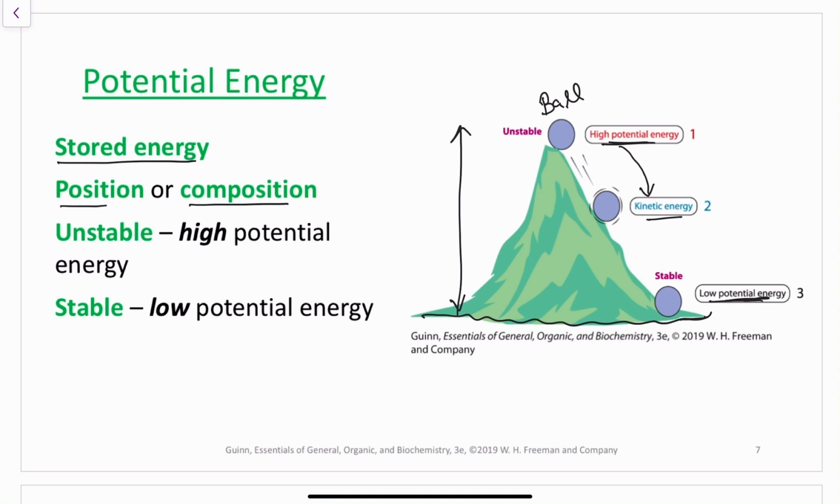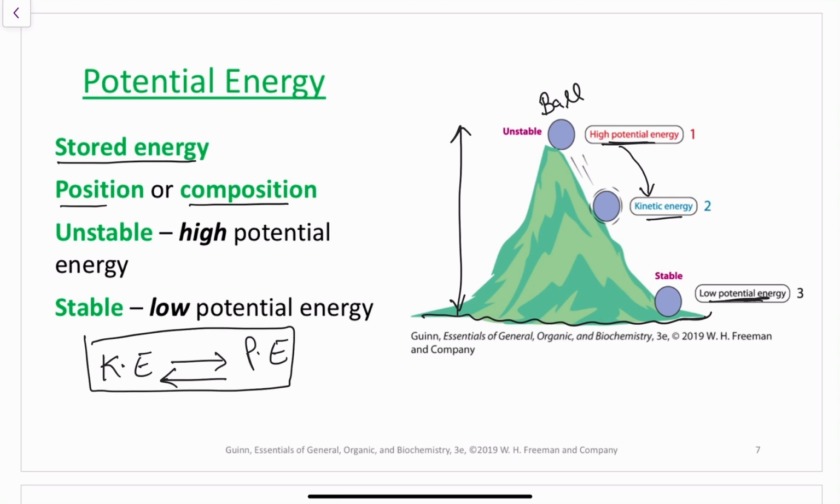So we can say that the two forms of energy can be interrelated, or you can change from one form to a second form. That means kinetic energy can be converted into potential energy, and potential energy can be converted into kinetic energy. They are interchangeable, right? So remember this, this is very important. You cannot create energy, but you can convert one form of energy into a second form of energy, right?